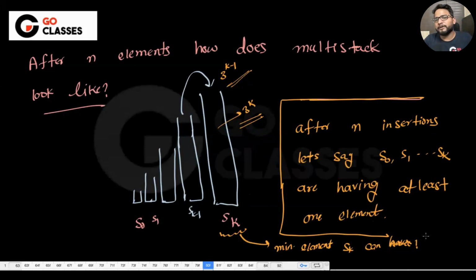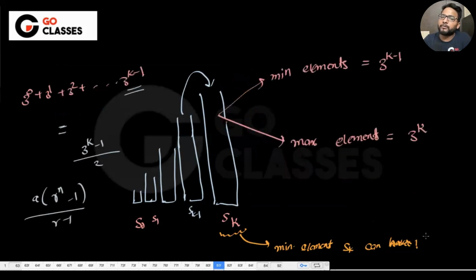Now, since everyone will be having at least one element, I'm trying to find out the minimum and maximum relationship. So why not start with all stacks being empty? Yeah, you can do that kind of analysis, but that might be some other way to analyze. What I'm saying is that we will be starting with a stack being empty. We have not even started pushing.